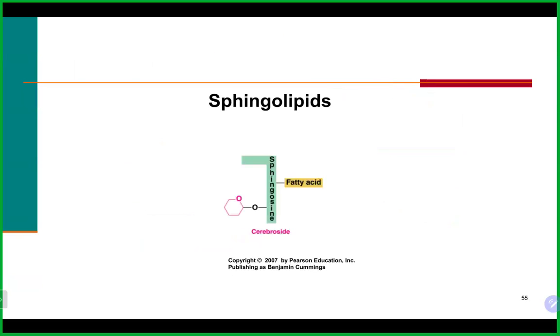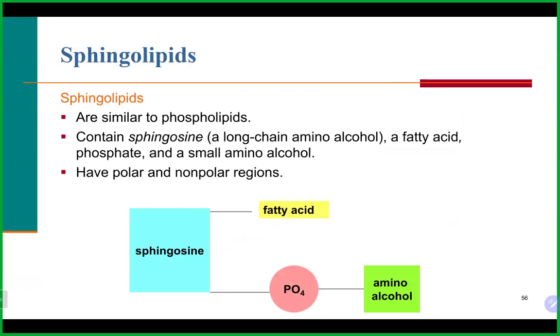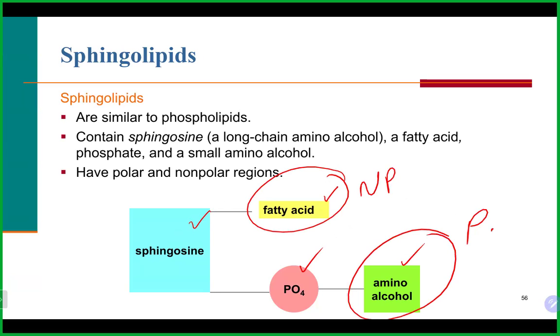Now, sphingolipids are also something that you should know. They are similar to phospholipids. They contain sphingosine, a long chain amino alcohol, a fatty acid, a phosphate group, and a small amino alcohol. So you do need to know the components of this. Again, a fatty acid, sphingosine, phosphate group, and an amino alcohol. They have the same idea: a non-polar region and a polar region. The polar head is where the amino alcohol is, and the non-polar part is the fatty acid.